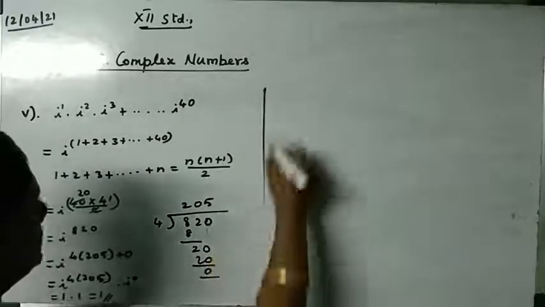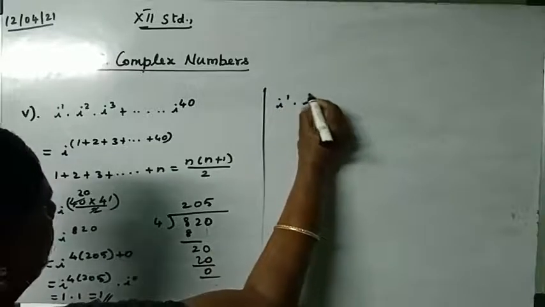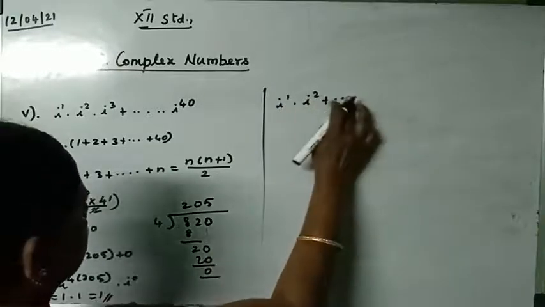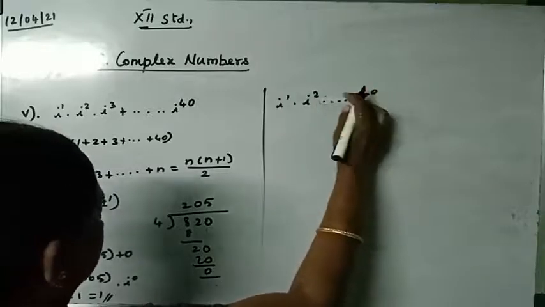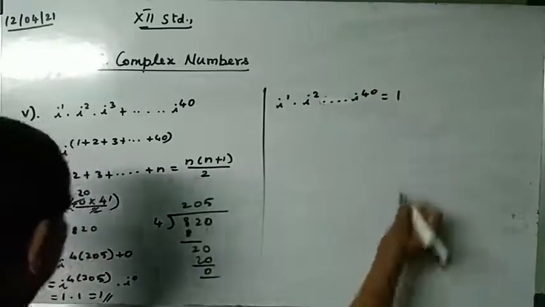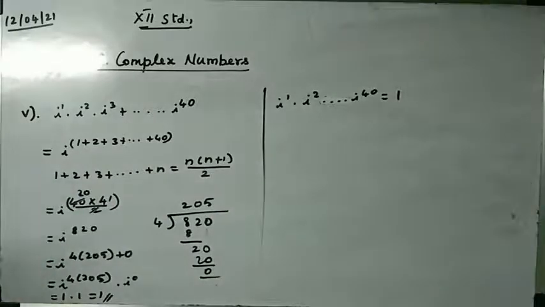So எப்படி ஆன்சர் எழுதிக்கணும், i power 1 into i power 2 up to, sorry not addition, up to i power 40 is equal to 1 is the answer.